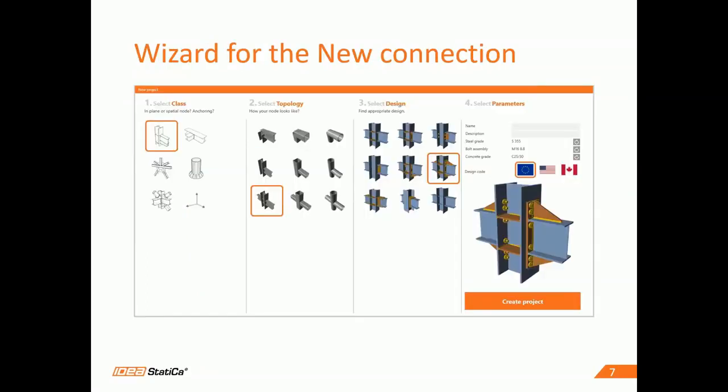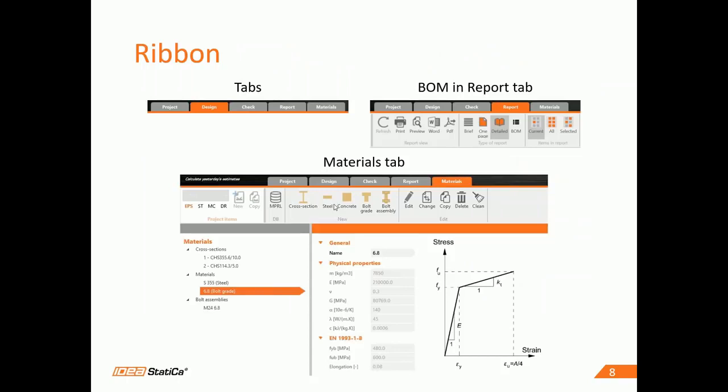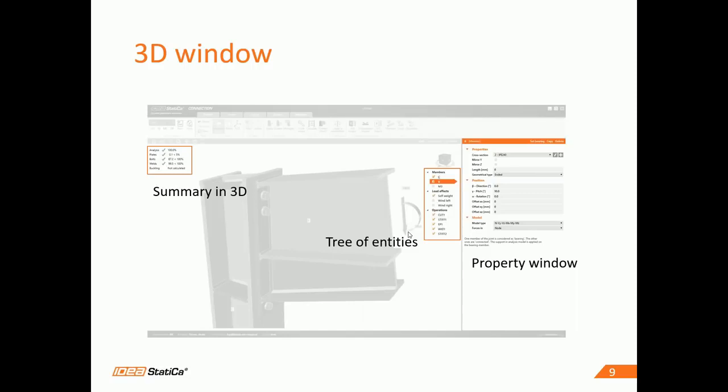First of all, we have created a new connection wizard. It speeds up design and check of standard types of connections. As you can see, you can select a class, topology, and design from a list of a dozen predefined projects and just let it create. Next, we have replaced the original navigator by a ribbon with tabs project, design, check, report, and materials. We have also updated 3D scene rendering technology and moved summary overview into the 3D window.